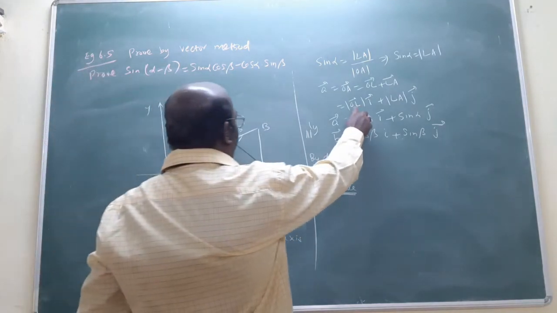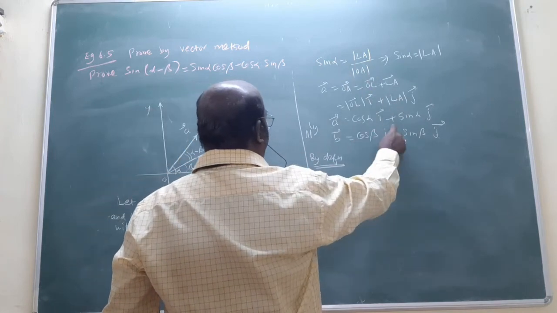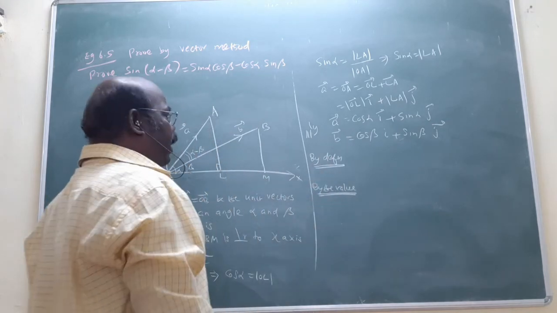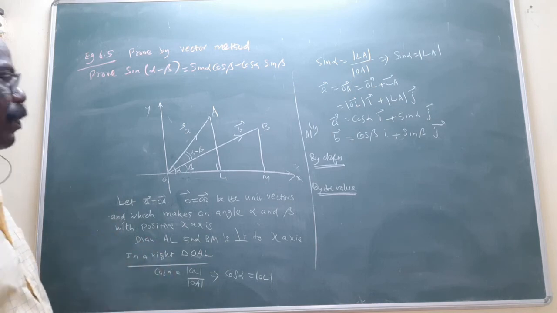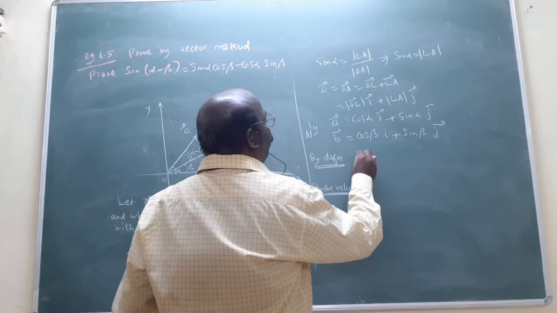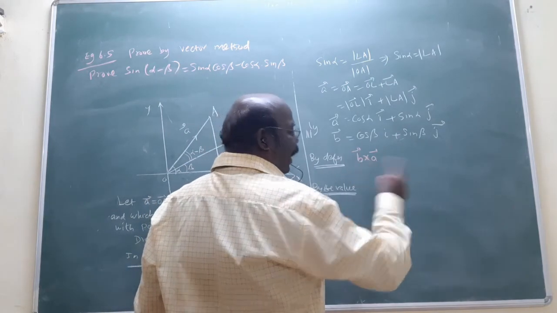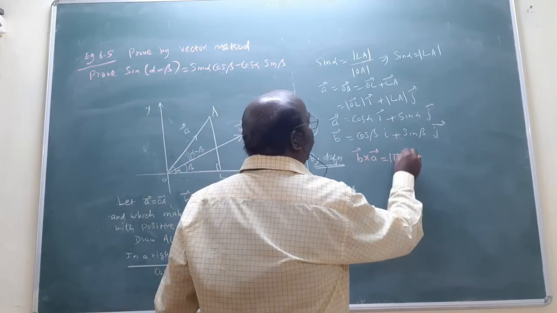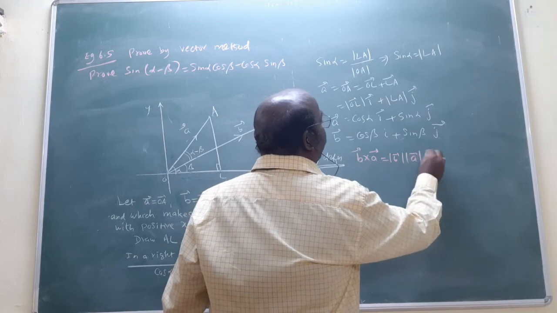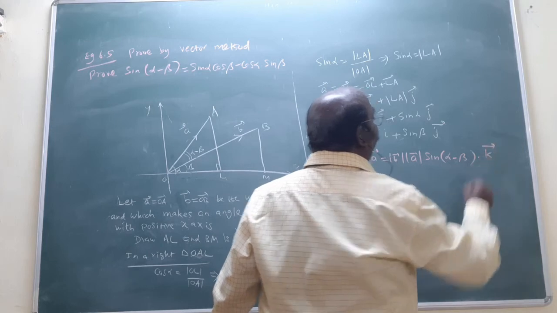OL is already found to be cos alpha, and LA is sin alpha, so a equals cos alpha i plus sin alpha j. Similarly, b equals cos beta into i plus sin beta into j. That's all, for alpha and beta. By definition, you will find b cross a here, not a cross b, to avoid the negative sign. b cross a equal to, what is the formula? Modulus of b vector, modulus of a vector, sin of alpha minus beta into k vector will come.